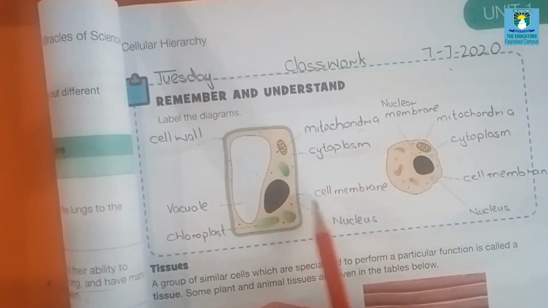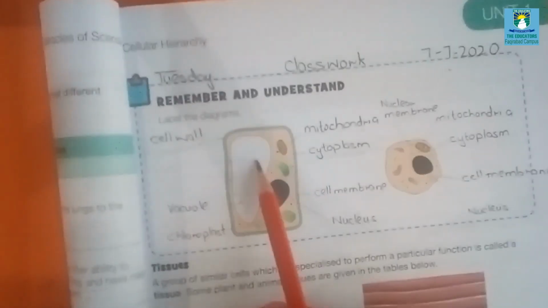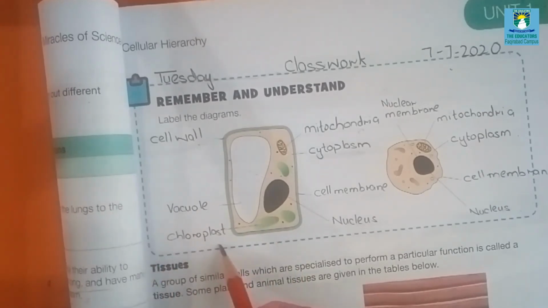The second layer is known as cell membrane. Cell membrane. The center part is known as nucleus. Nucleus. This part is known as vacuole. It's large in plant cell, but in animal cell it's very small. Vacuole. This green substance is known as chloroplast. Chloroplast.